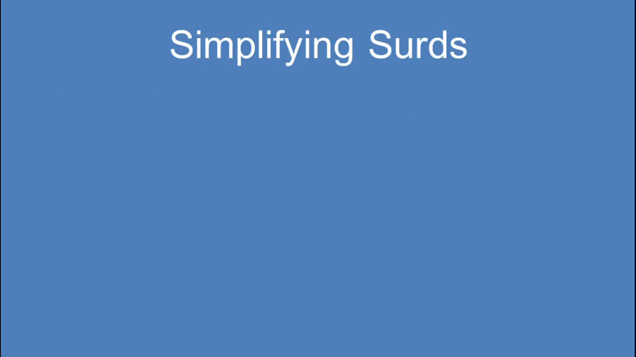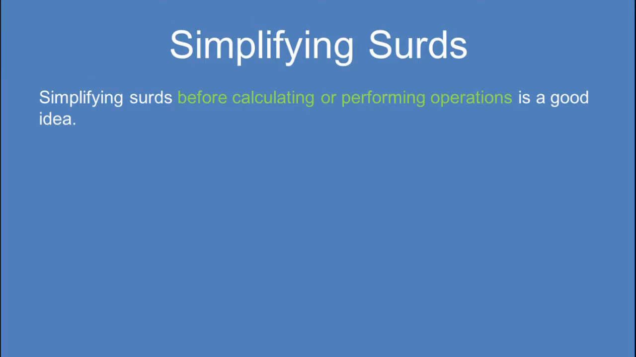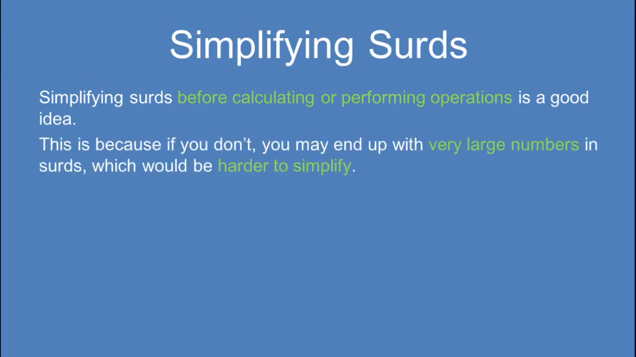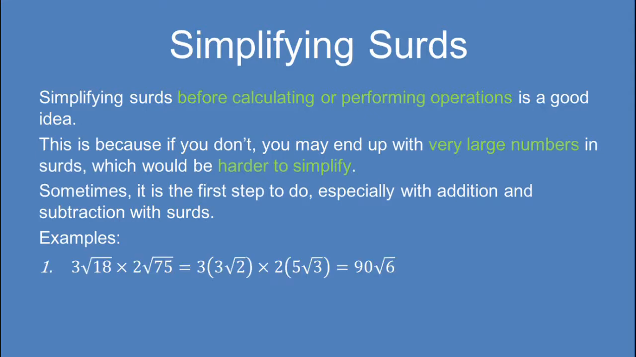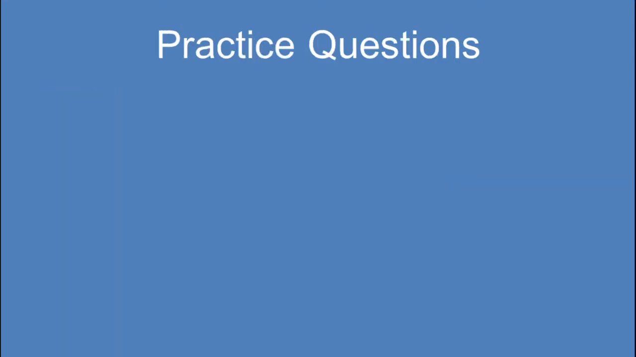We'll now show a useful use for simplifying surds. Simplifying surds before calculating is a good idea. This is because if you don't, you may end up with very large numbers in surds, which would be harder to simplify. Sometimes, it is the first step to do, especially with addition and subtraction with surds. Here is one example with multiplication. And here is one for addition. You can see that the first surds couldn't be added right away, so they were simplified, which could then be added. Now, try these practice questions based on what we've learned.